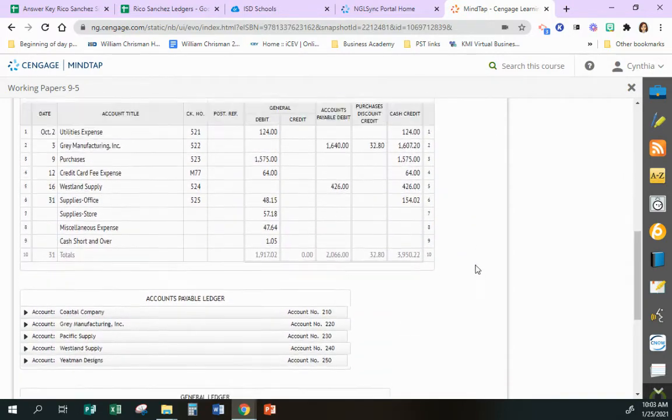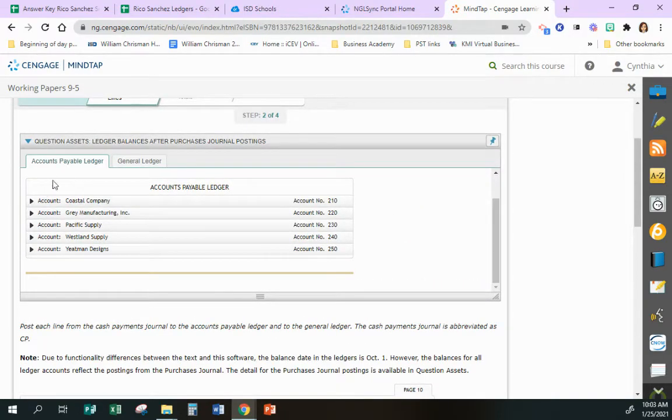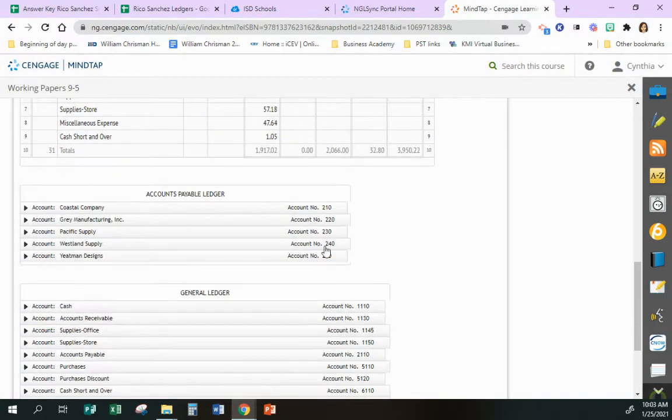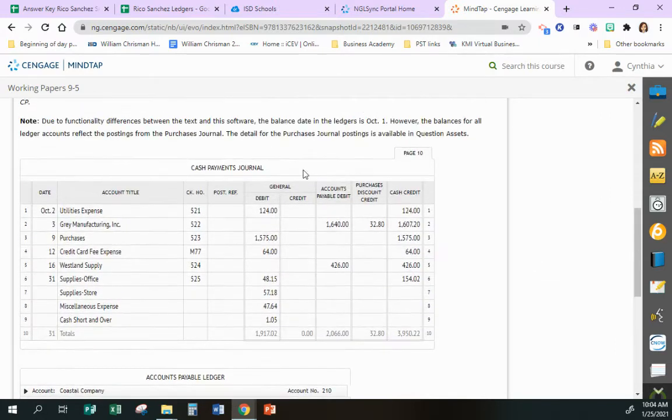amounts to our ledgers. So up here we have our accounts payable ledger, and here we have our general ledger. And they also have them down here for some reason. So we're just going to post those.